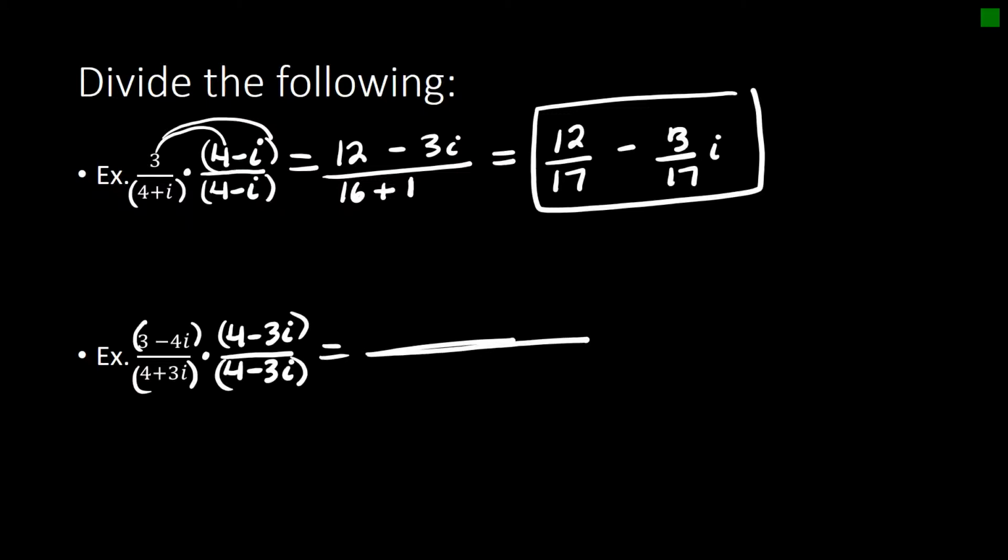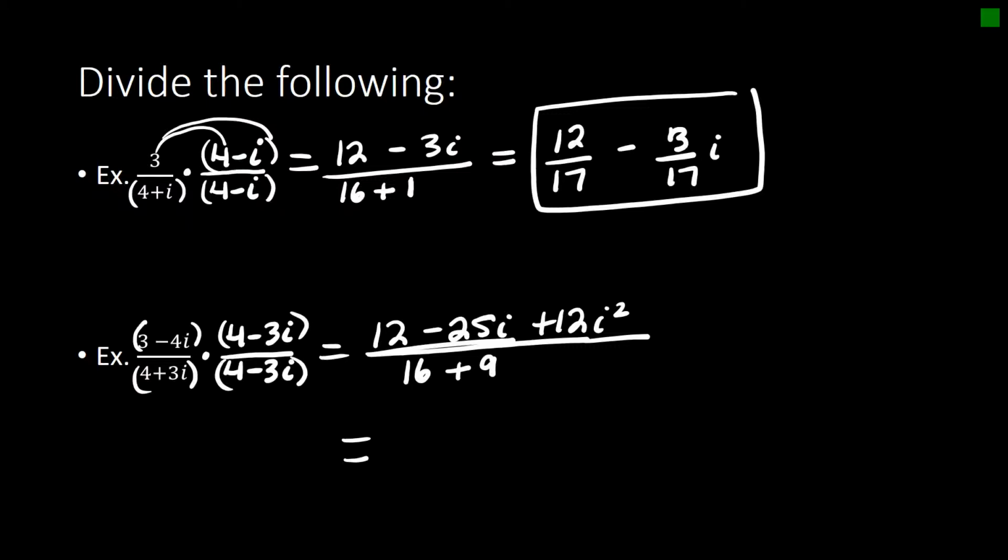So we need to use FOIL in both denominator and numerator. So we have 3 times 4, which is 12. We have negative 9i minus 16i is minus 25i. We have negative 4i times negative 3i. That's positive 12i squared. And in our denominator, we're going to have a squared, 16, plus our b squared, which is 9.